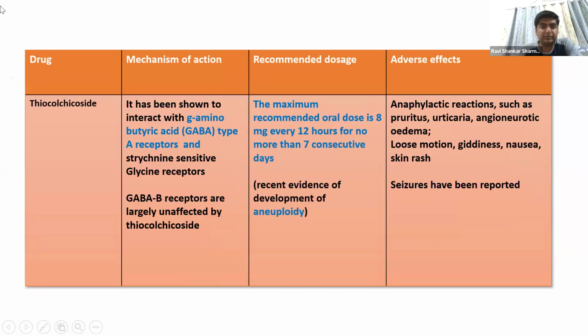Then thiocolchicoside, the most commonly used muscle relaxant, available over the counter. It has activity interacting with the GABA type A receptor. The maximum recommended oral dose is 8 milligrams every 12 hours, for not more than 7 consecutive days. Just remember this: not more than 7 days.